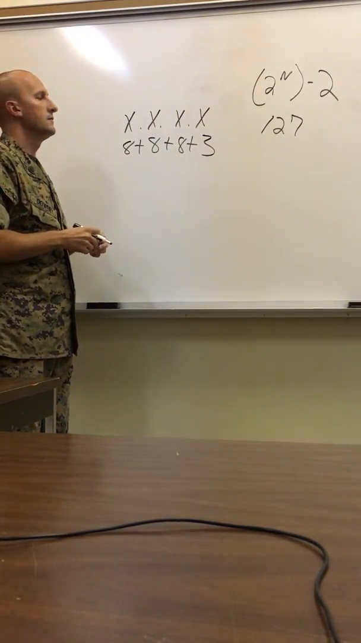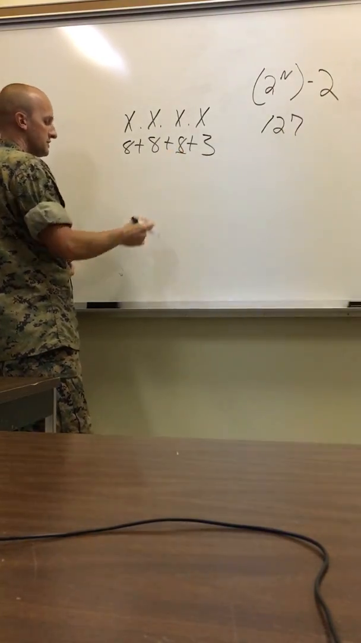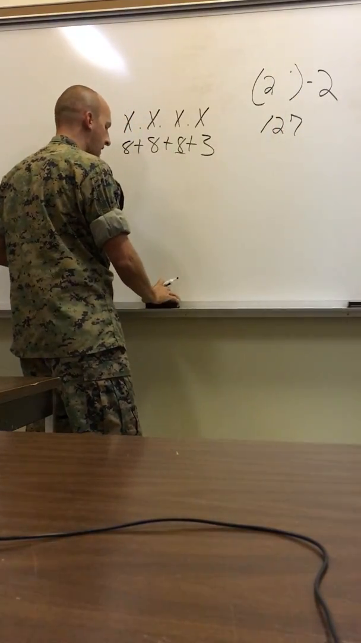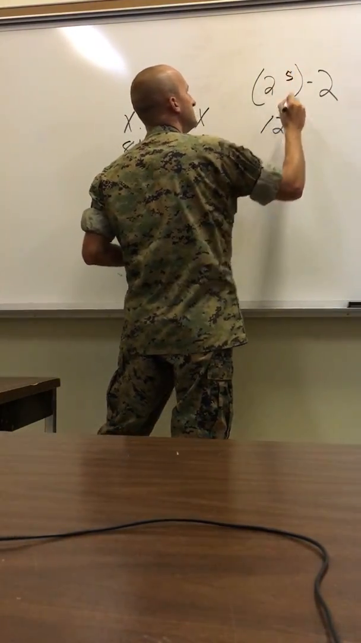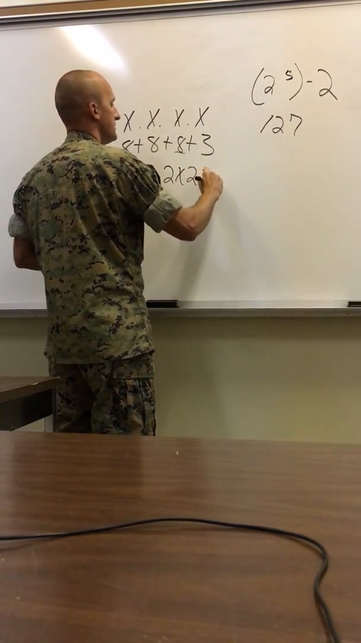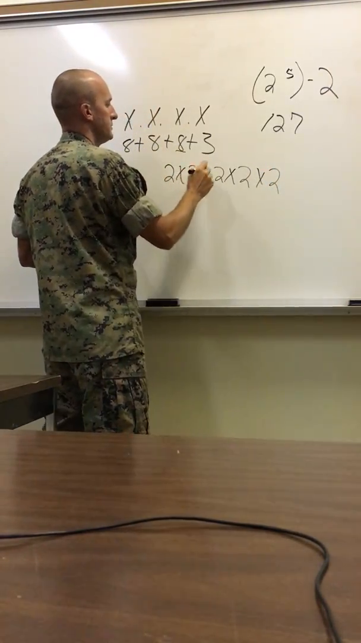Because we know the max number is 8, there are 5 bits left over. So we would replace this n with 5: 2 to the 5th power minus 2. So you can go 2 times 2 times 2 times 2 times 2. 1, 2, 3, 4, 5.